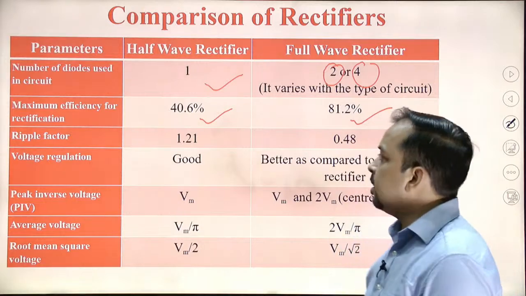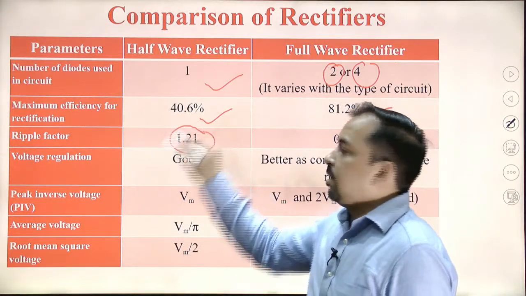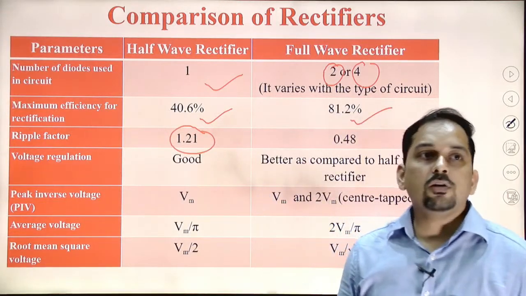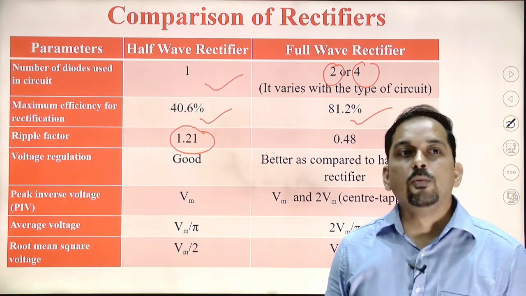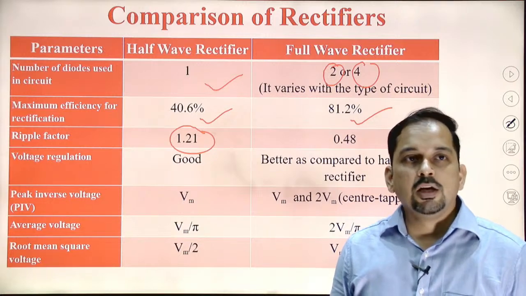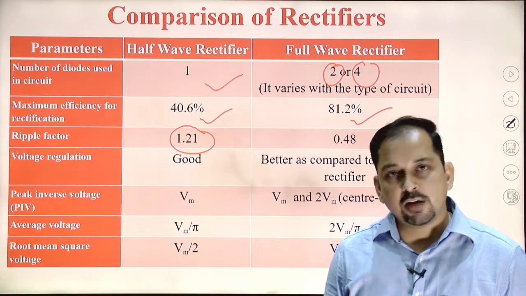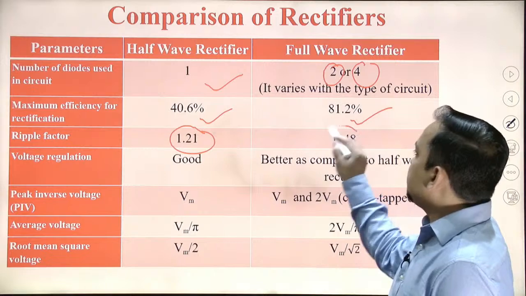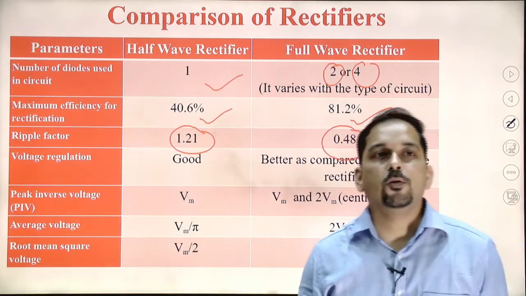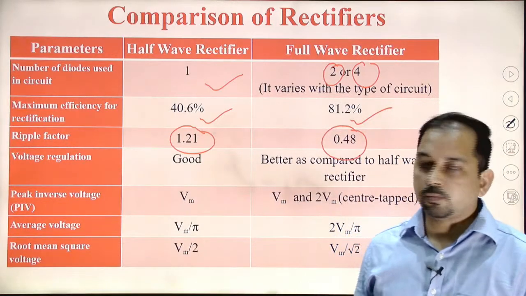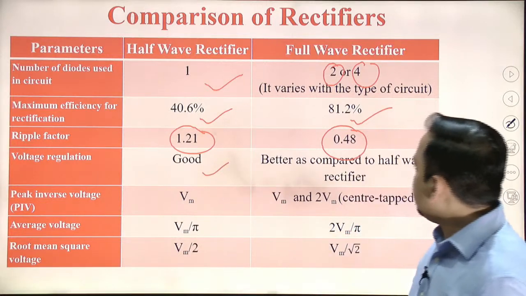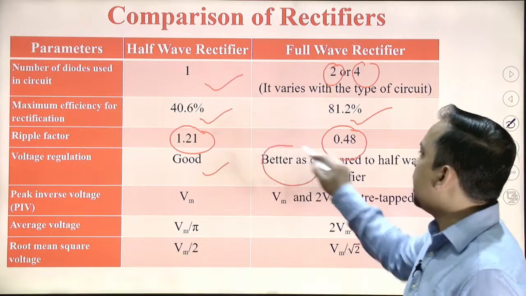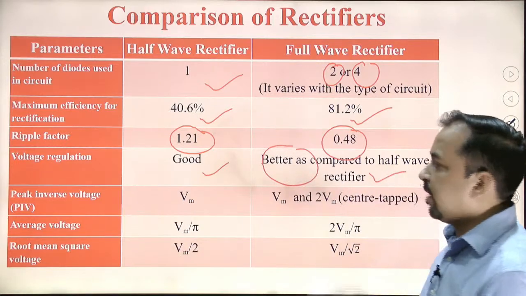Now the ripple factor. As we have seen, the ripple factor is high for the half wave rectifier, which is 1.21. That shows that more ripples are present in the output waveform of a half wave rectifier, whereas fewer ripples are present in the output waveform of a full wave rectifier. The voltage regulation is good, but here the voltage regulation is better as compared to the half wave rectifier.